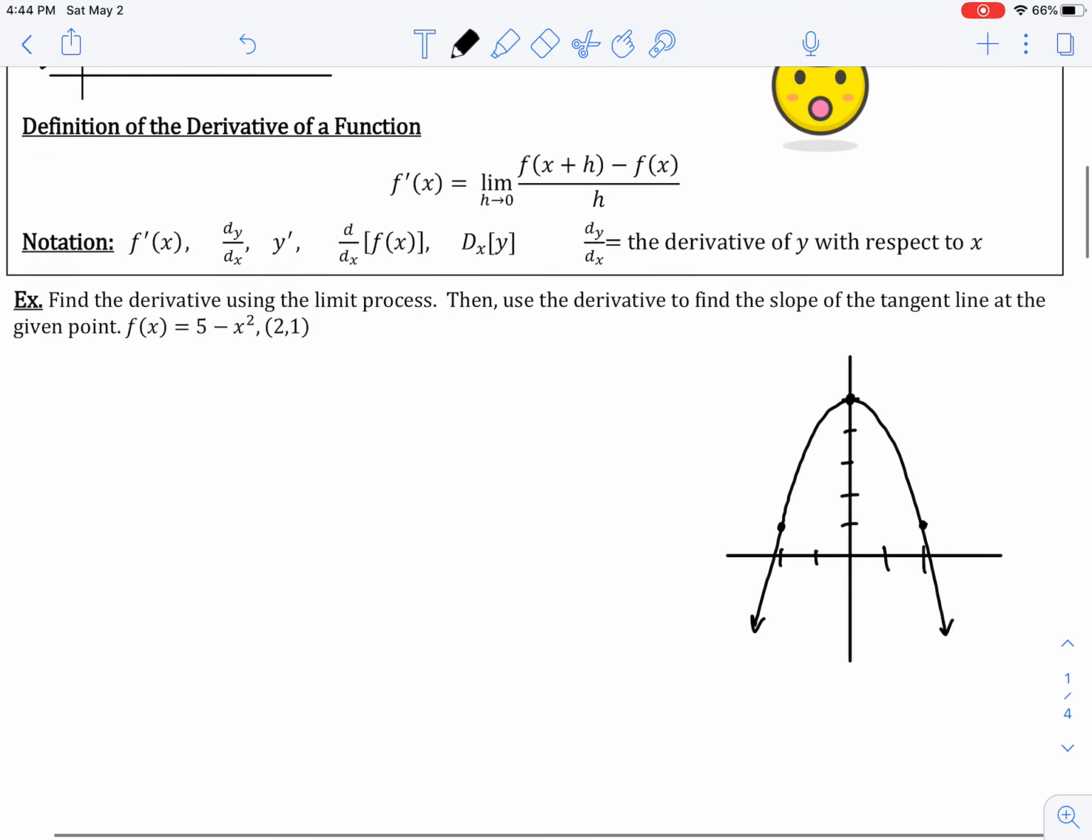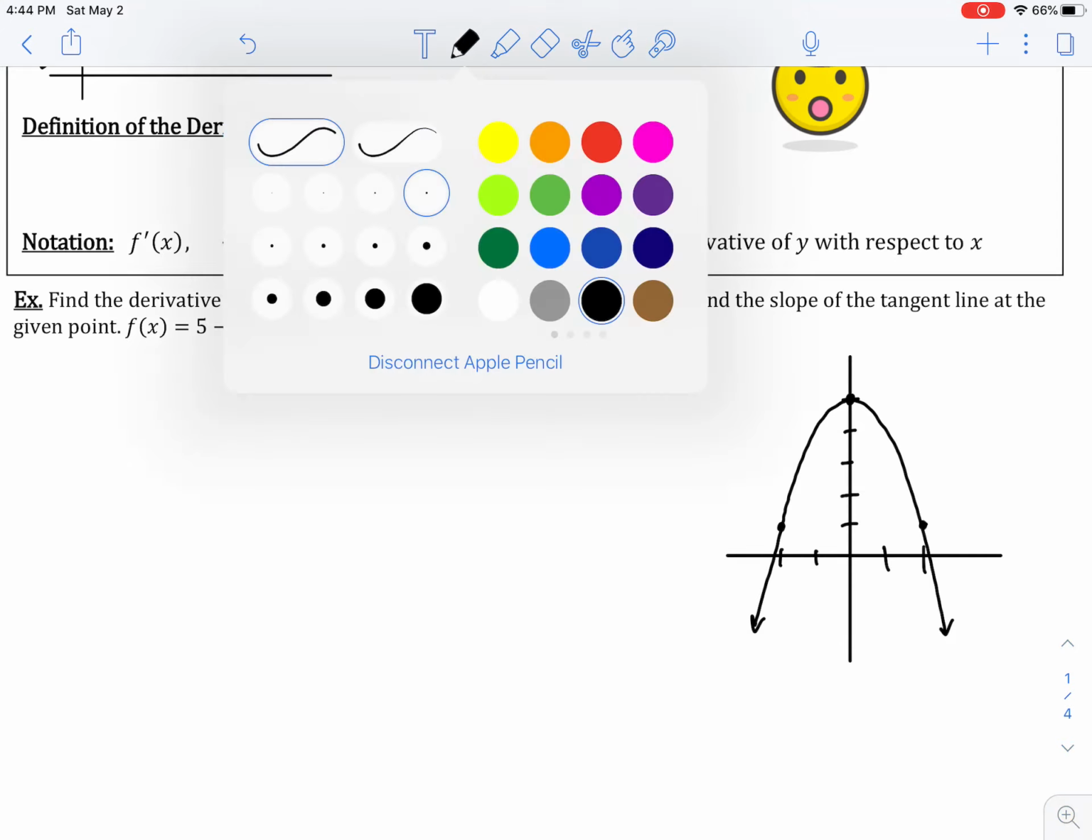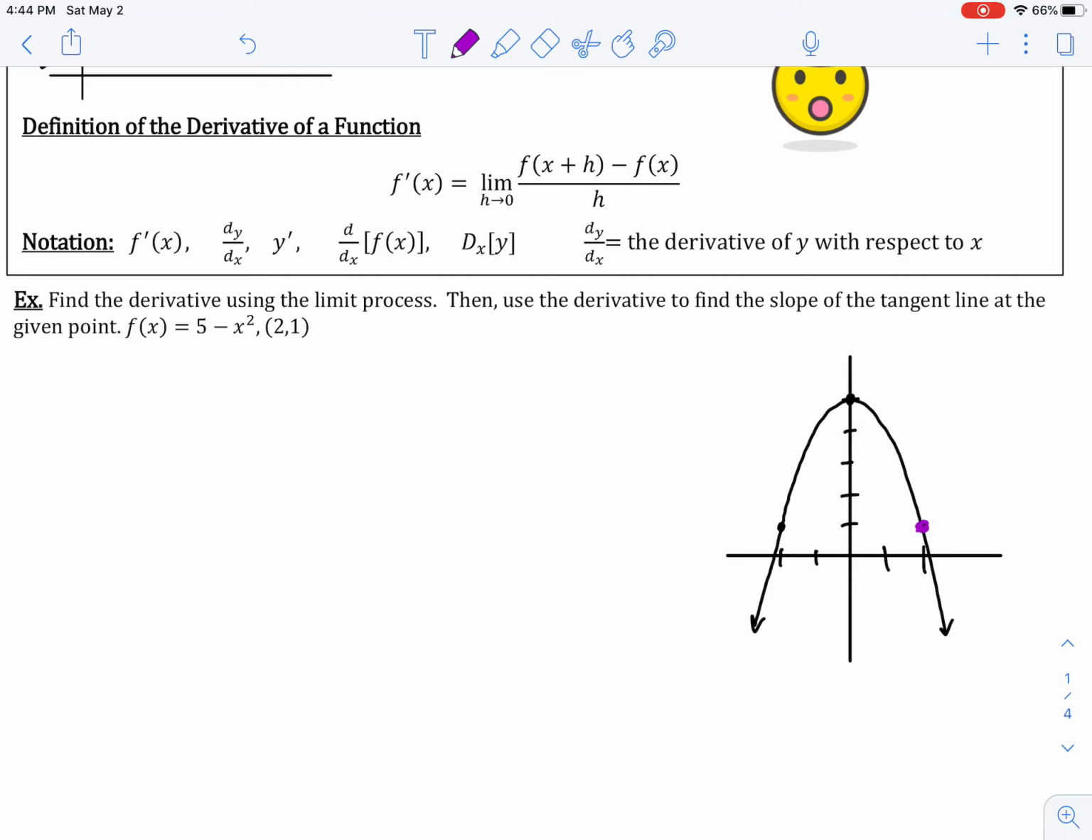So let's try a problem here. We're going to find the derivative using this limit process of this function, 5 minus x squared. And I went ahead and graphed it for you. Specifically, we're going to choose the point (2, 1), which is this point right over here. Here's (2, 1).